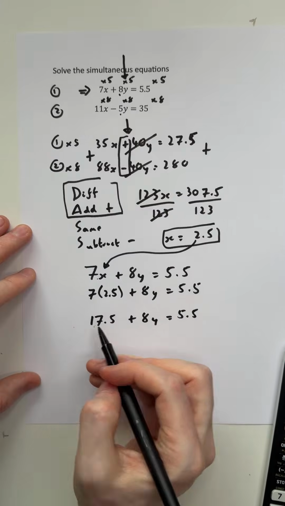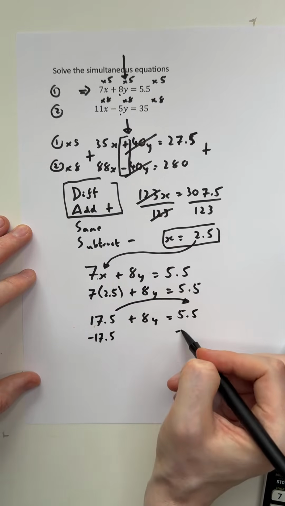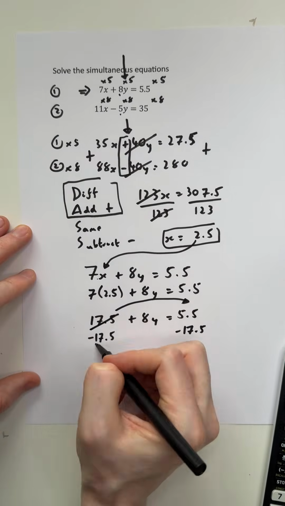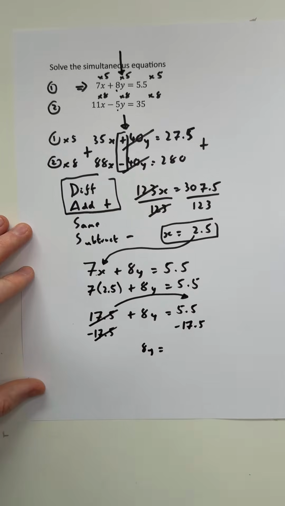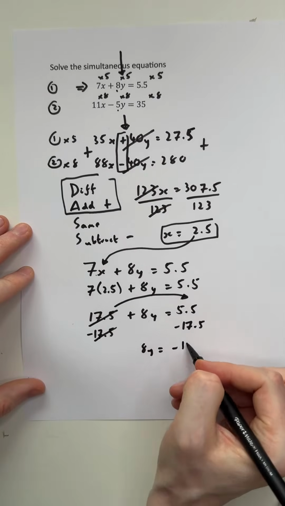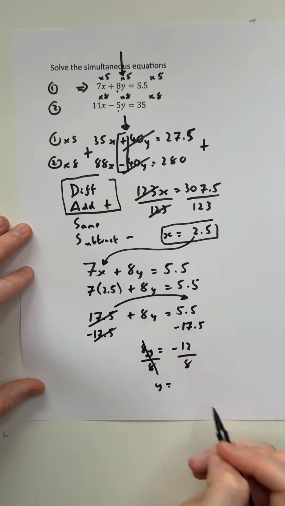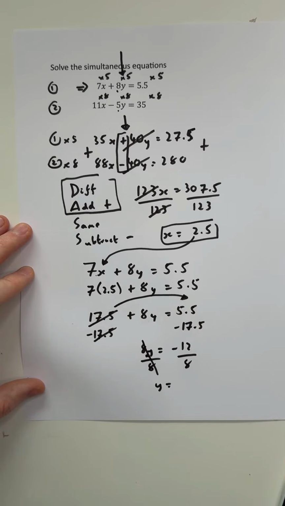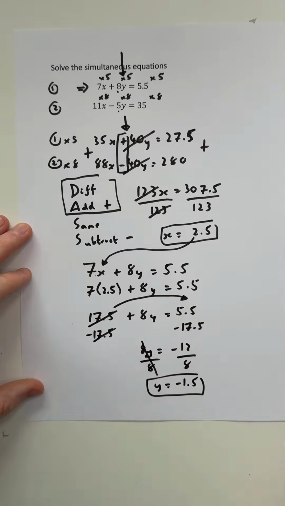I want to get y by itself. Move the 17.5 to the right, we're doing the opposite, which is subtract. 17.5 take away 17.5 will cancel, leaving 8y. 5.5 subtract 17.5 gives you negative 12. Opposite of times by 8, divide both sides by 8. 8 over 8 will cancel to give us y. Negative 12 divided by 8 gives you negative 1.5. And that's your answer done.